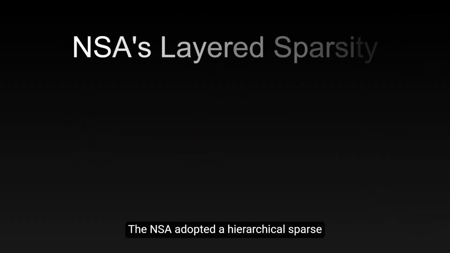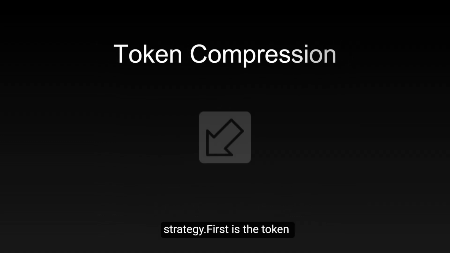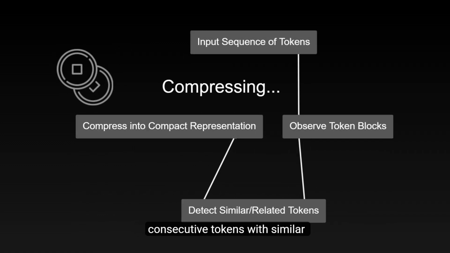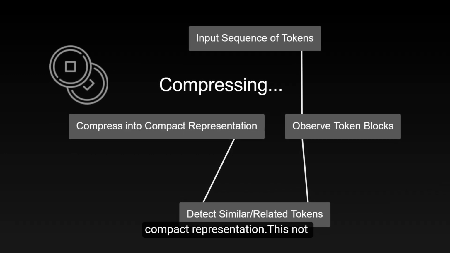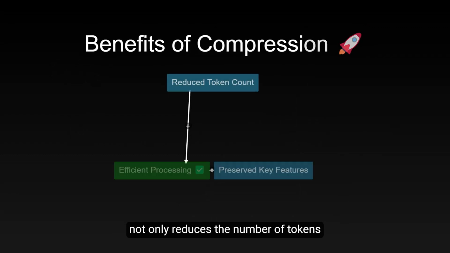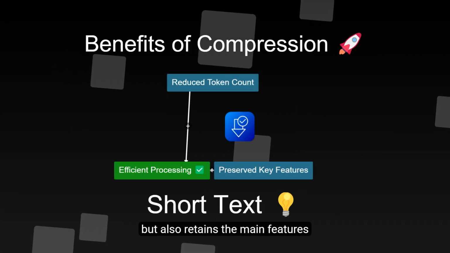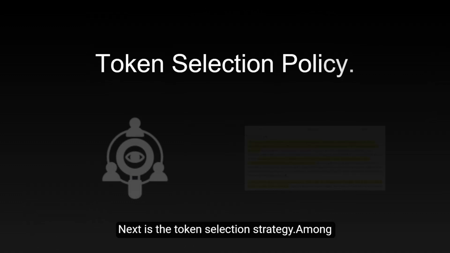The NSA adopted a hierarchical sparse strategy. First is the token compression mechanism, which observes token blocks in the input sequence and compresses consecutive tokens with similar or related information into a more compact representation. This not only reduces the number of tokens that need to be processed, but also retains the main features of the original information. Next is the token selection strategy.